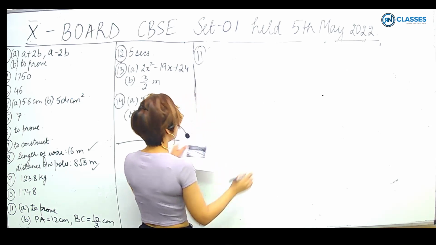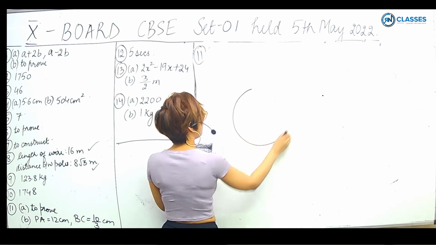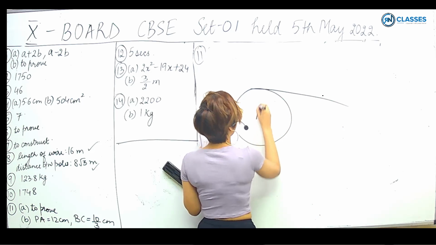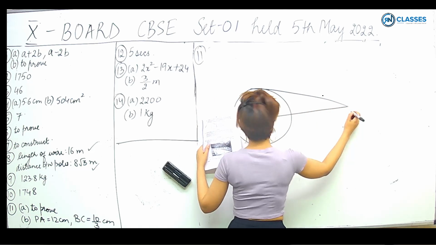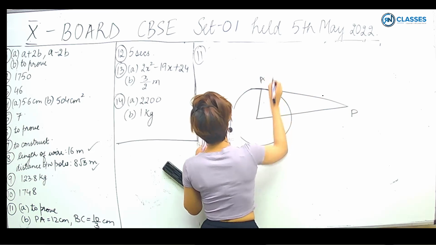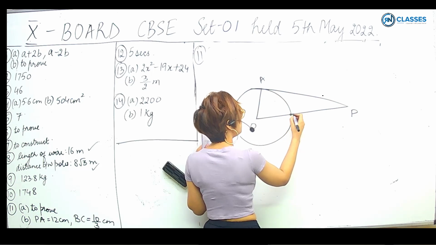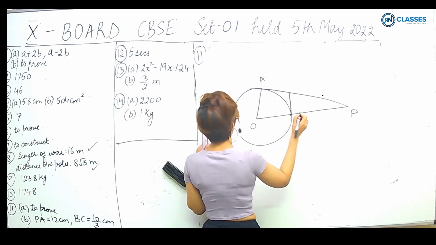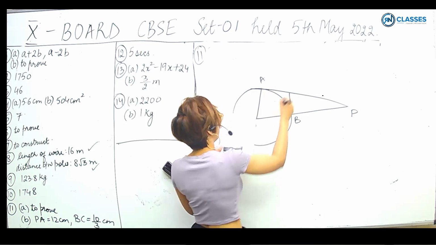Alright. So my circle is there. This is one tangent. This is P. This is A. This is O. This is B. At B we have another tangent. This is P. Right? Okay. And this point is C.